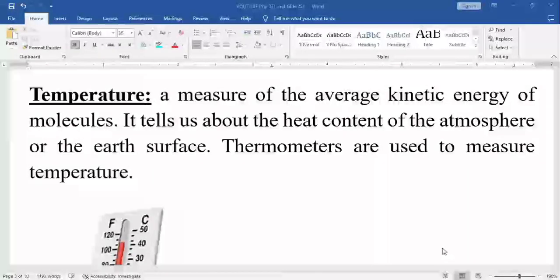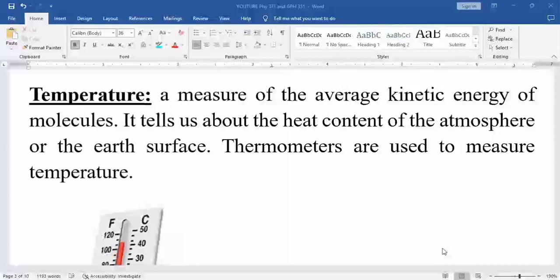Temperature, we do define it as the degree of hotness or coldness of a body. But in real sense, temperature is a measure of the average kinetic energy of molecules. It tells us about the heat content of the atmosphere.